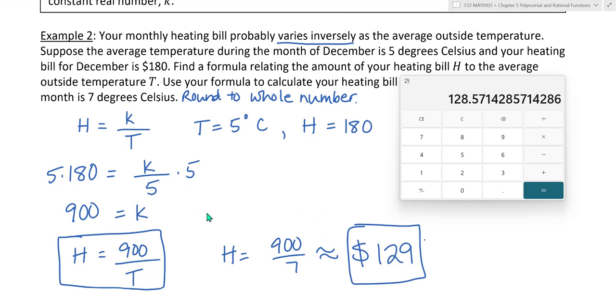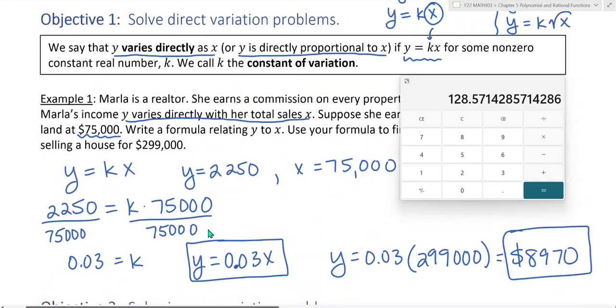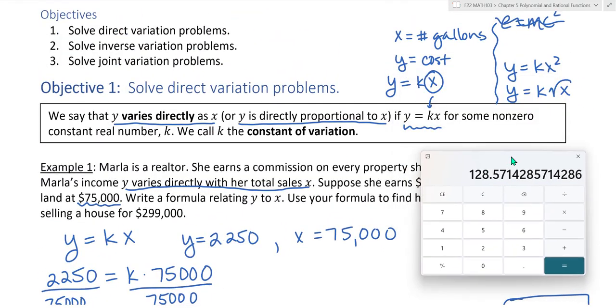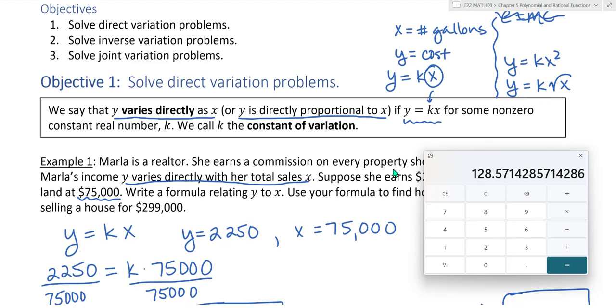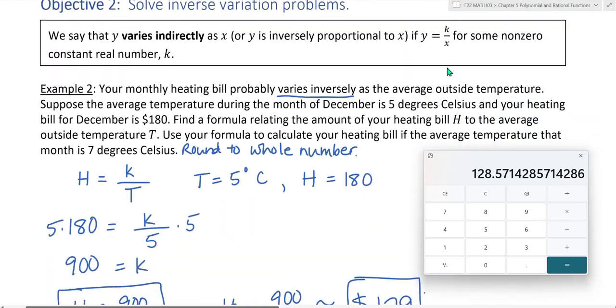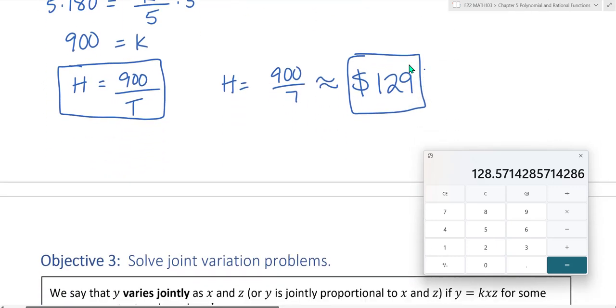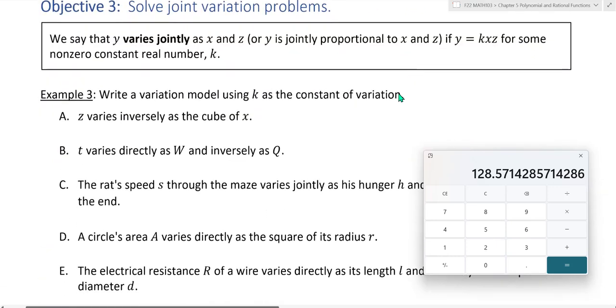All right, so those are kind of the two major types of variation, direct and inverse. And for direct, it's y equals kx, so you're multiplying. And for inverse, it's y equals k divided by x. All right, so let's look at a few more examples.